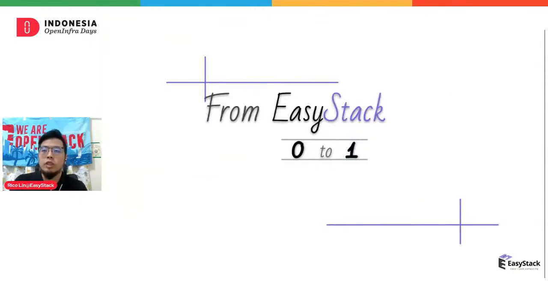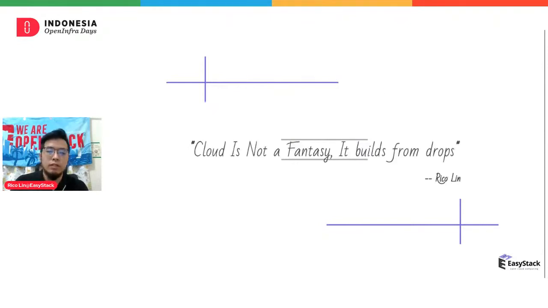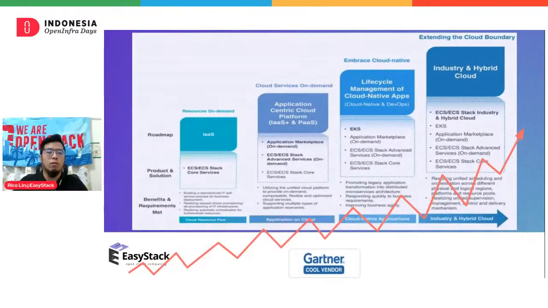So I guess what I'm going to share today is the from 0 to 1 path, right? From 0 to 1, you have to know first that cloud is not a fantasy, right? It is built from drops. Now, when I say built from drops, please don't put a water drop on your server. It will never work. Believe me, don't do it. So instead of thinking about cloud as a very large thing, you think about it as a very small thing, right? You build from one step to another, one step at a time.